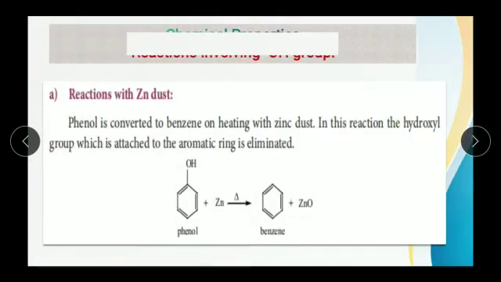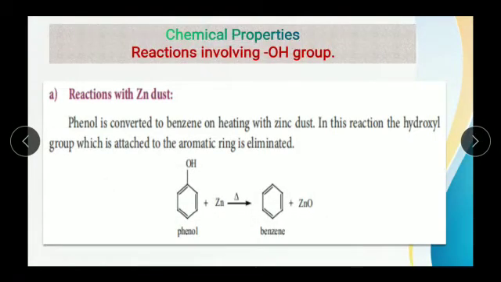We move to the chemical properties of phenol. In phenol, we have one benzene ring and OH group. These two, benzene ring and OH group, separately get involved in the chemical reactions. First, we move to the reactions involving OH group.